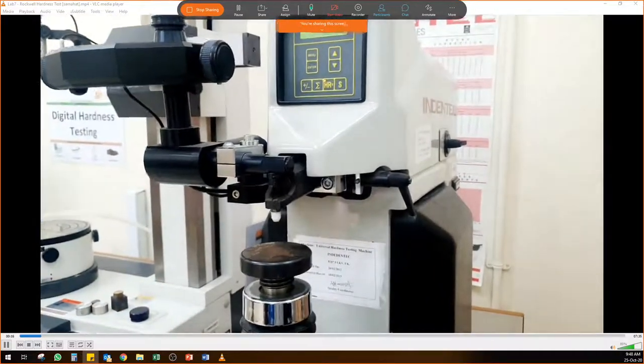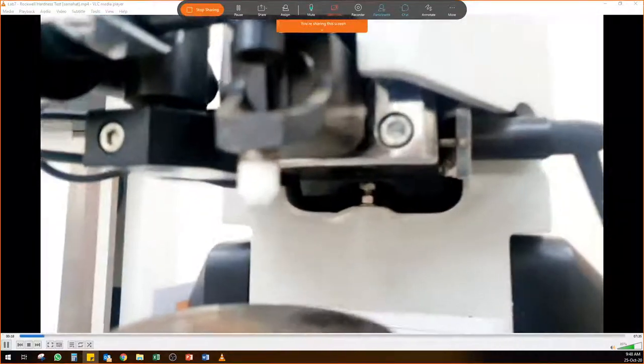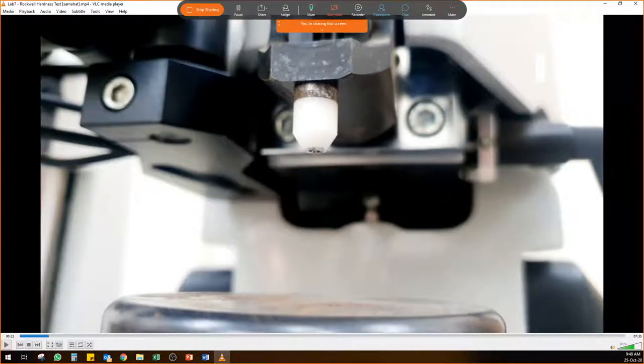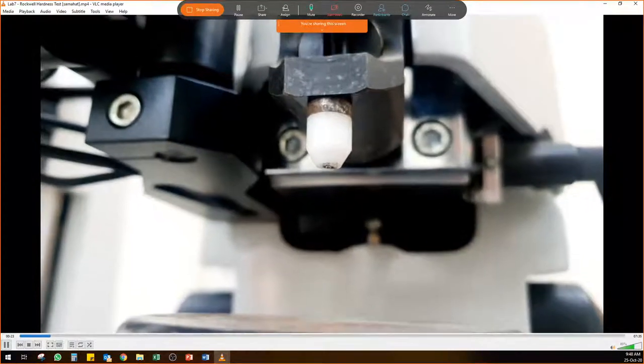So all we have to do is to put the right indenter, which is here. In this case you can see this indenter has a really small ball, because it is 1/16th of an inch. It's inside this one. For Rockwell testing, the indenter is very small. You can see the indenter size is very small. This is 1/16th of an inch, and here it is also a steel ball.